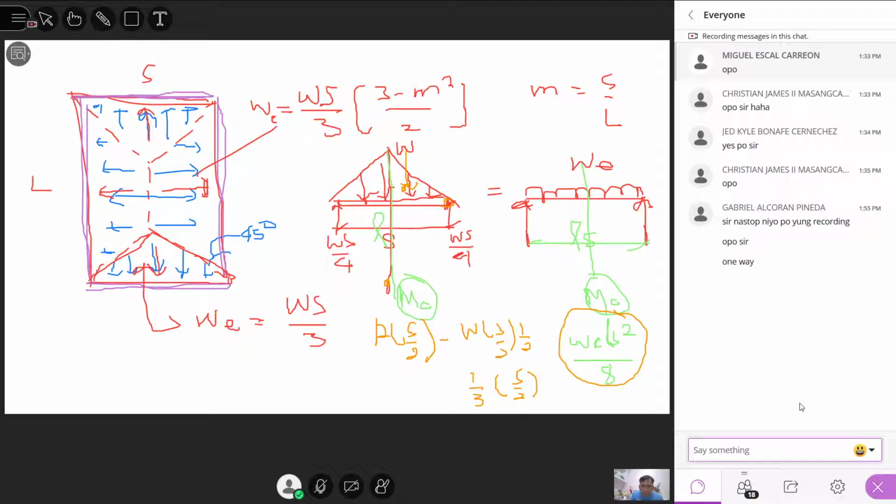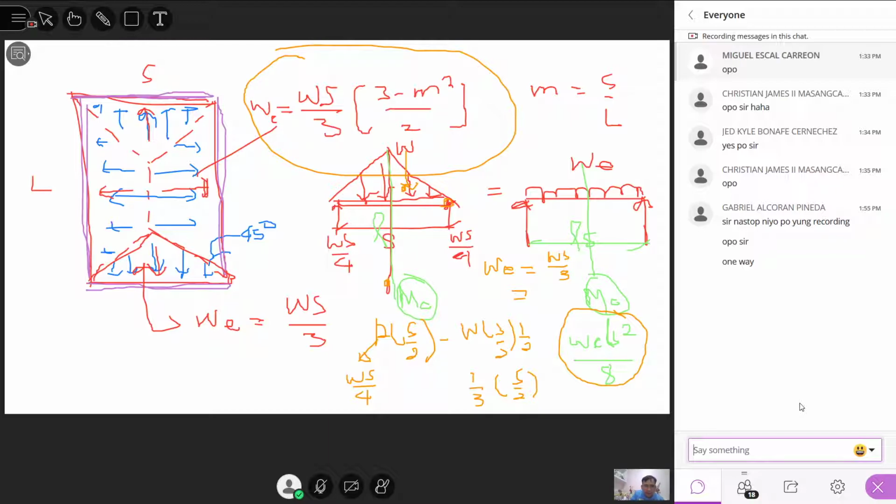So again, you put the equation of R, the equivalent R, WS over 4, and then you can equate these two. So you can calculate the uniform load WE, which is simply equal to WS over 3. Naintindihan nyo, class. So this is how a two-way slab reacts. It reacts in two-way reaction, while one-way slab reacts in one-way direction. So in that case, you can calculate the equivalent uniform load by simply considering this value.